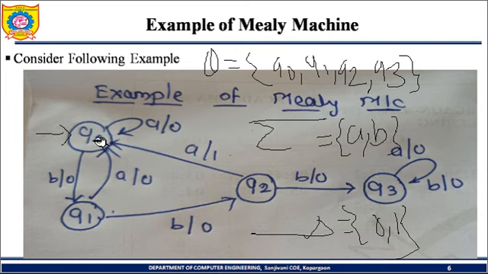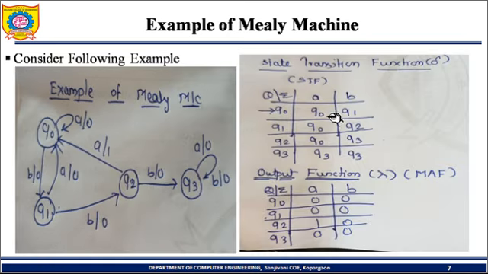So here you can see Q0, after accepting A as input, it will generate the output as 0. After accepting B as input, it will be in Q1 state and output is 0. Same way Q1, after accepting A as input, it will be in Q0 state, at that time output is 0. Q1, after accepting B as input, it will be in Q2 and at that time output is 0. Like this, all state input and outputs are defined. Now here you can see its transition table.